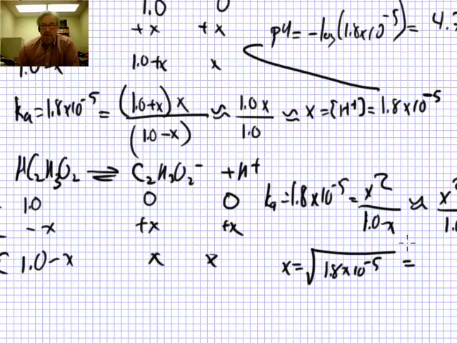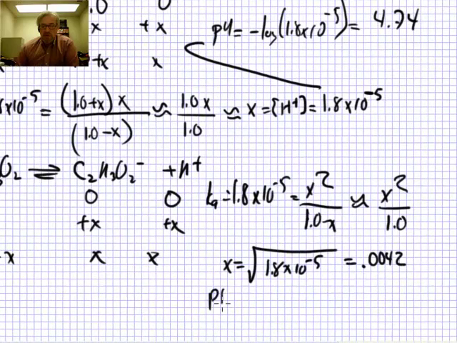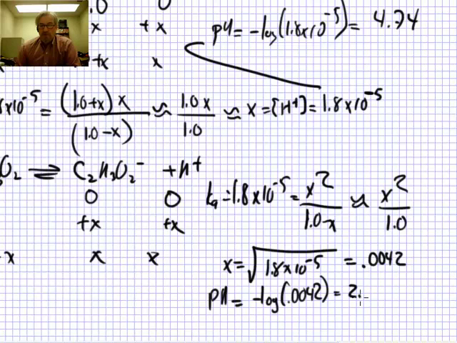which is 0.0042. So the pH under these conditions is minus the base 10 logarithm of 0.0042, and that comes out to 2.37. So let's compare.